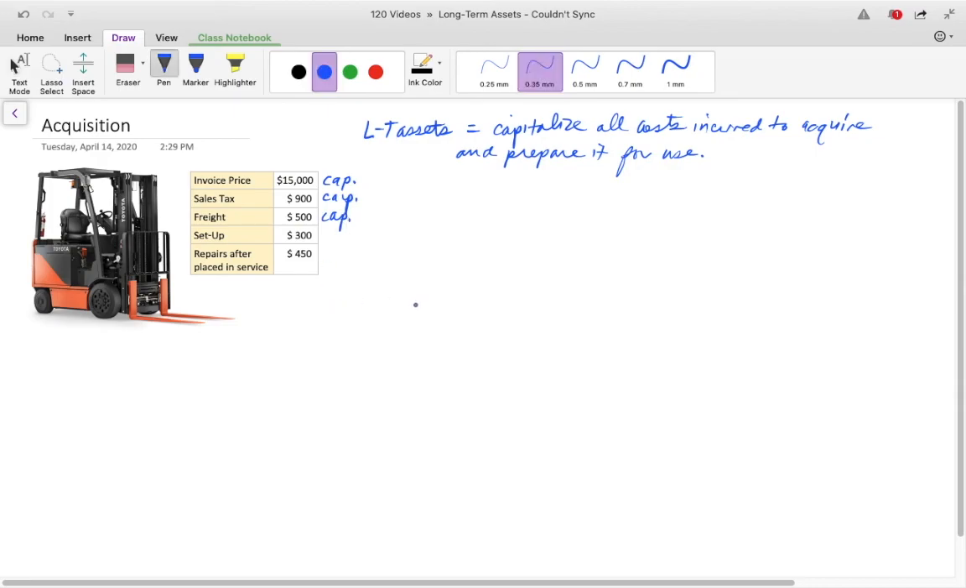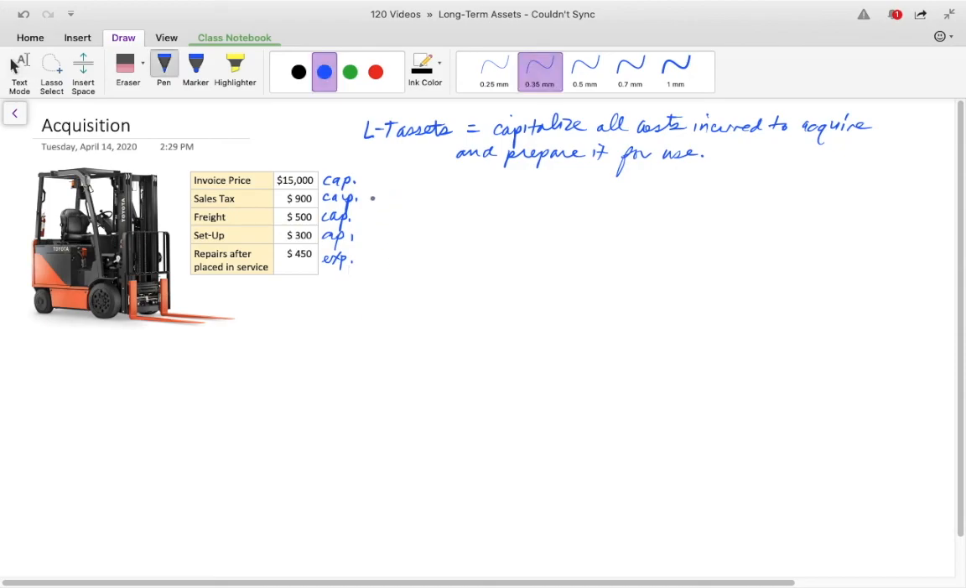What about setup costs? To have this new electric forklift in our factory, we had to have the company we bought it from come and install some different things to charge it or whatever. And so we have some setup costs. Well, are those a cost of acquiring or preparing it to be used? Yes. So we're going to capitalize those. And then what about repairs that have to be paid for after we have started using the forklift? Well, that is not a cost of preparing it for use or for acquiring it. So we are going to expense those costs.